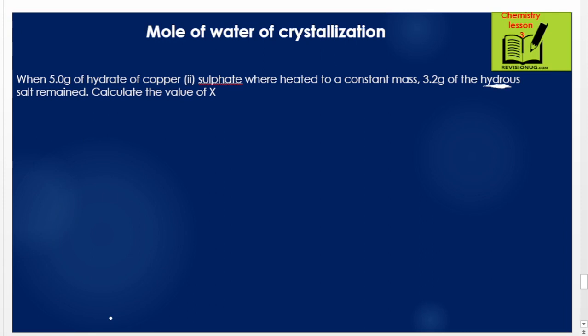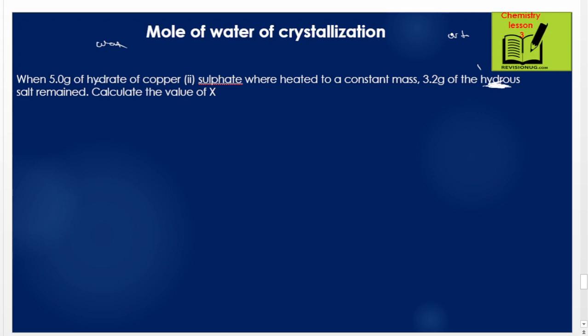Here comes this other example, which says: when 5 grams of hydrated copper 2 sulfate were heated to a constant mass, 3.2 grams of the anhydrous salt remained. Remember, we have the word anhydrous and the word hydrated. Hydrated means there is water, then anhydrous means it lacks water. Copper 2 sulfate, we use it to test for the presence of water. If there is water, then it will turn blue. That means that now it is hydrated. When there is no water, then it remains white, which means that it is now anhydrous.